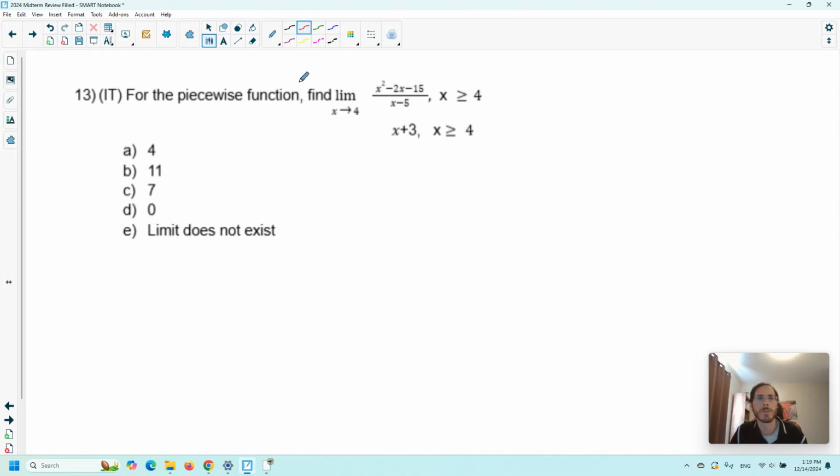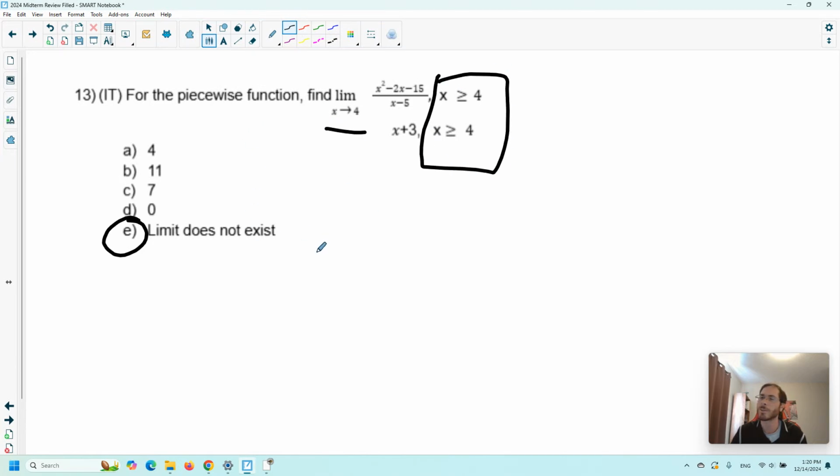Next one, for this piecewise function, find the limit as x approaches 4 of x squared minus 2x minus 15 over x minus 5 when x is less than 4, and x plus 3 when x is greater than or equal to 4. Cool. Very nice. I like that one. That's a good trick question. So it looks a lot like some of them that we did where you just plug them in and make sure they're the same. But this is a one-sided limit because we don't know what's happening before 4. So we can't actually find the limit as x approaches 4.